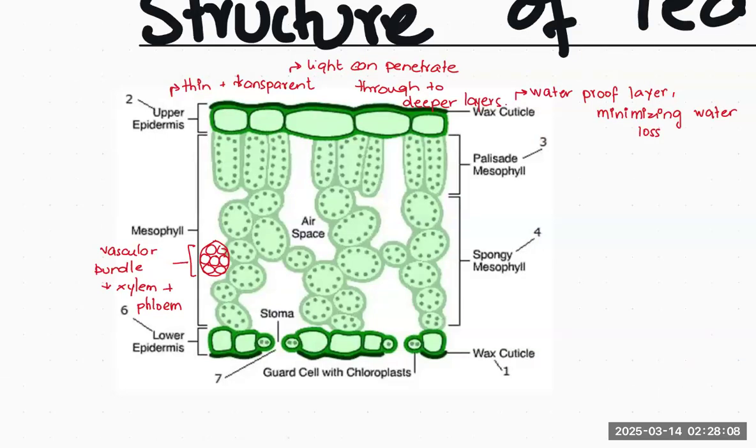Then let's come on to our palisade mesophyll cell. Palisade mesophyll cells are the main site for photosynthesis.